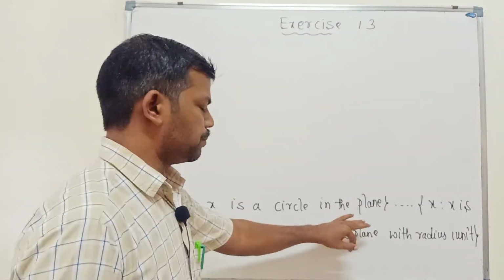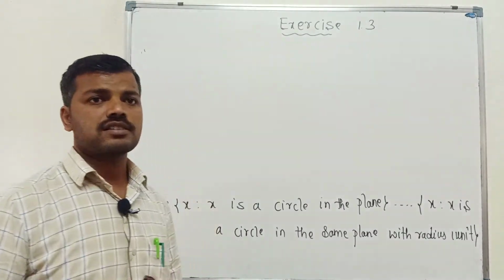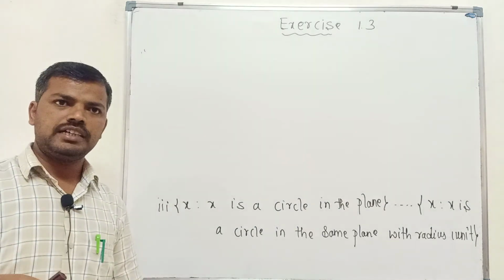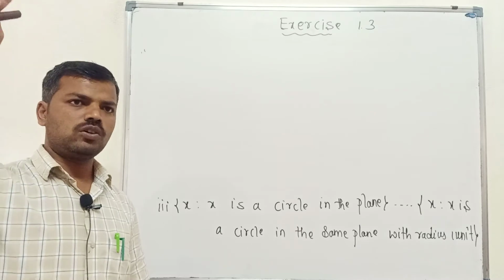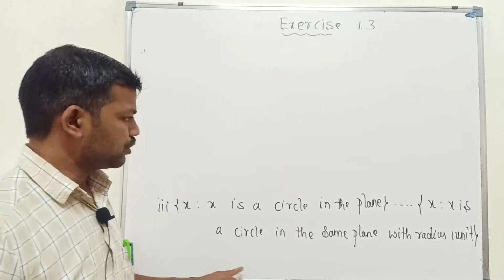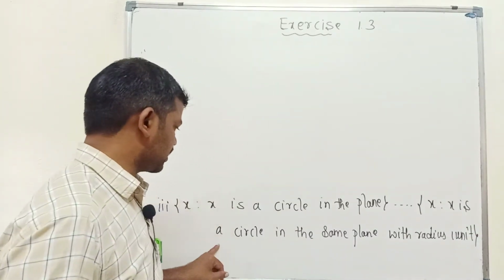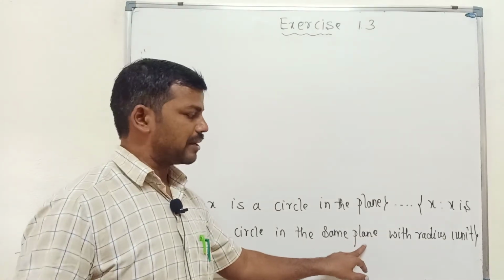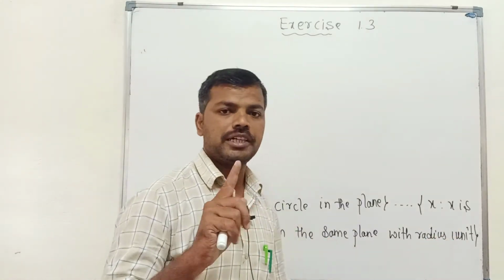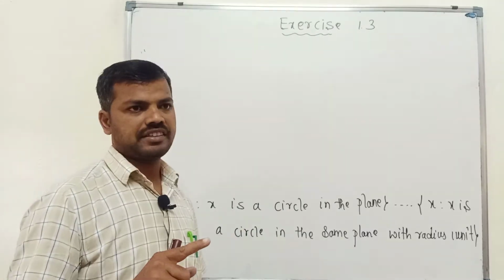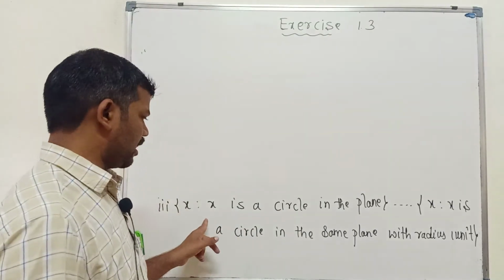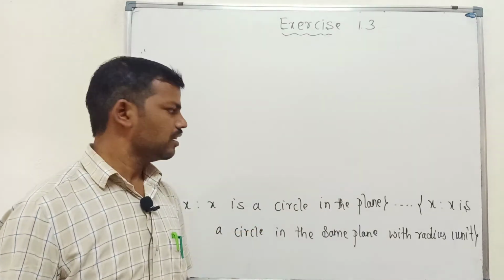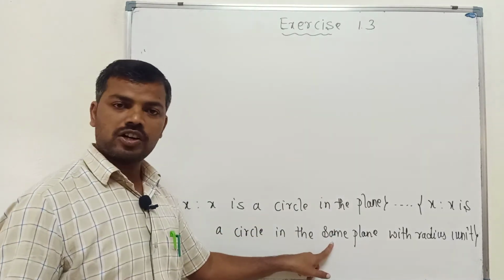So here we have a circle in the plane. We have so many circles: circles with radius unity, radius 2, radius 3, 4, and so on. But here X is the set of circles in the same plane with radius unity. But here we have plenty of circles. So these elements are not there in this set.